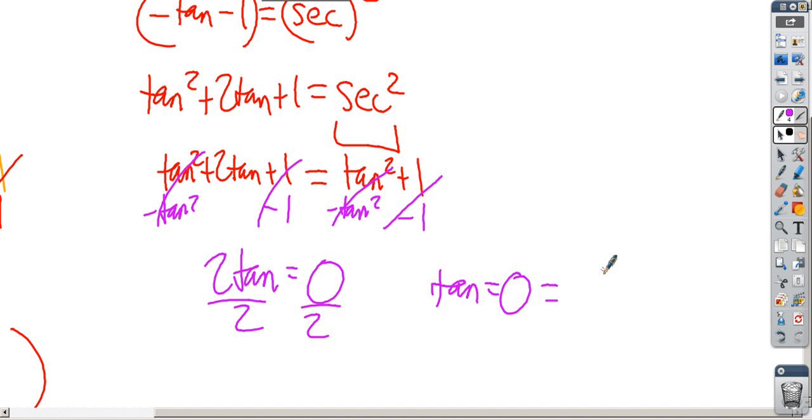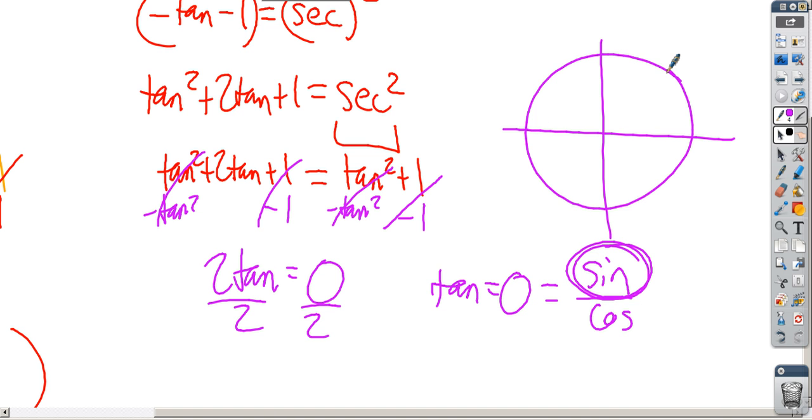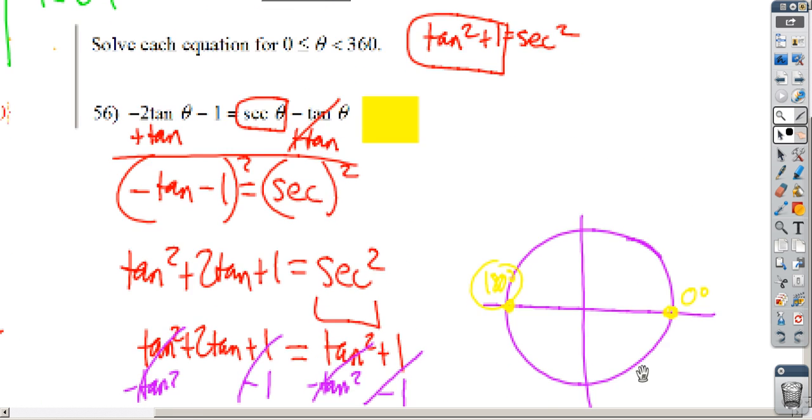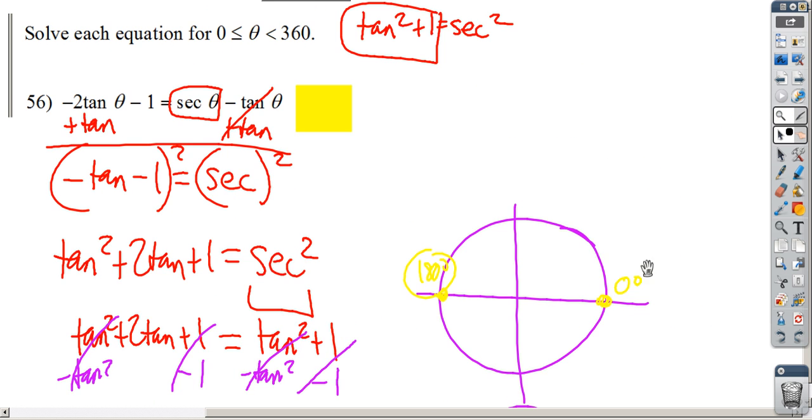Remember that tangent is sine over cosine. So we're really being asked to see where does sine equal 0. Because if cosine equals 0, you're dividing by 0, and you can't do that. So where does sine? Sine is the y-coordinate. Where does the y-coordinate equal 0? Equals 0 right here at 0, and equals 0 right here at 180. So those are the two solutions, but we do need to check because we squared both sides.